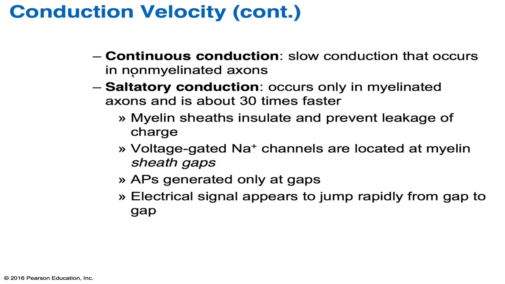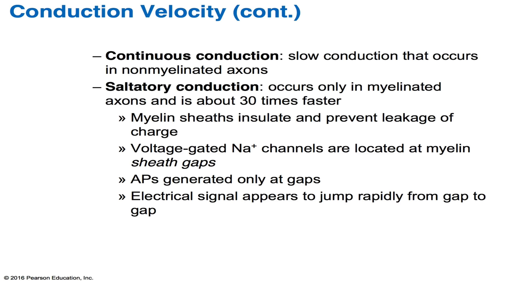Now, in these unmyelinated axons, these voltage-gated channels are immediately adjacent to one another. So each voltage-gated channel needs to propagate an action potential. So we're going from one channel to the next, to the next, to the next. And this is why it's going to be slow, okay? Because we're going through each one of these adjacent channels throughout this axon.